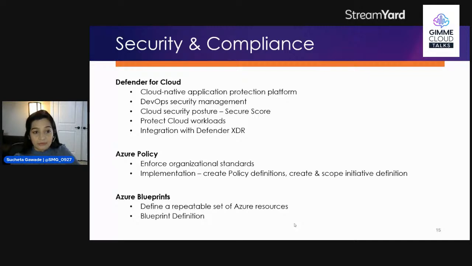Then moving on to Azure Policy and Azure Blueprints. So let's talk about policy first. Azure Policy enforces organizational standards and assesses compliance, supporting governance for consistency, regulatory compliance, security, and cost management. A simple use case is, say you want to restrict resource deployment to only certain regions. Then you implement Azure Policy to do that or to achieve that.